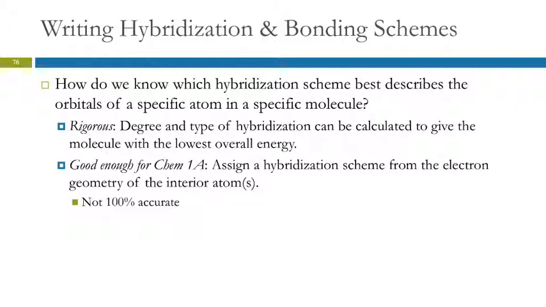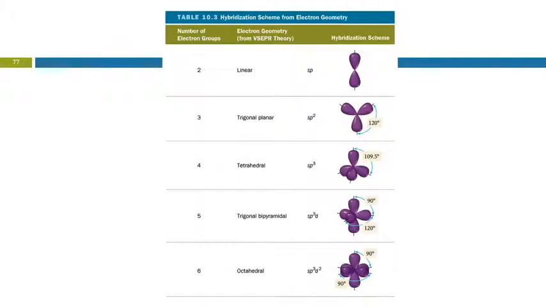We're going to assign the hybridization scheme from the electron geometry on the interior atom. So we're going to use Lewis theory and VSEPR theory to help us predict what the hybridization is. It's not 100% accurate, but it's good enough for Chem 1A. So it's based on the number of electron groups around the central atom. If you have 2 electron groups, that means you need 2 hybrid orbitals. And so you're going to use an sp hybridization.